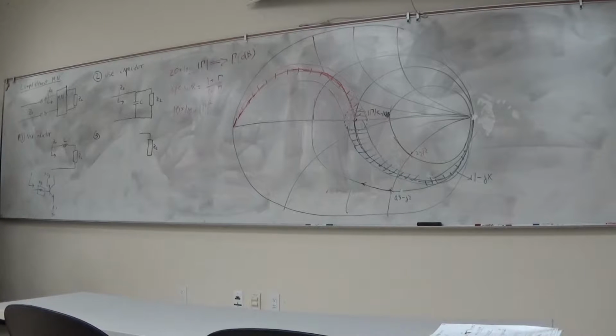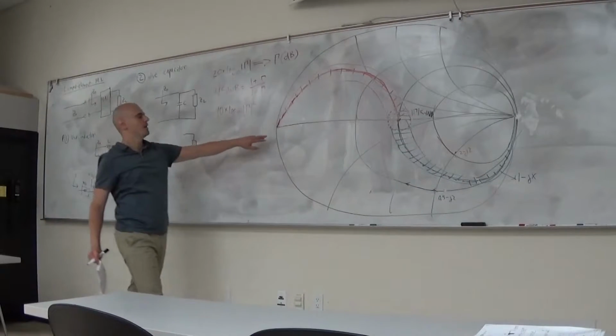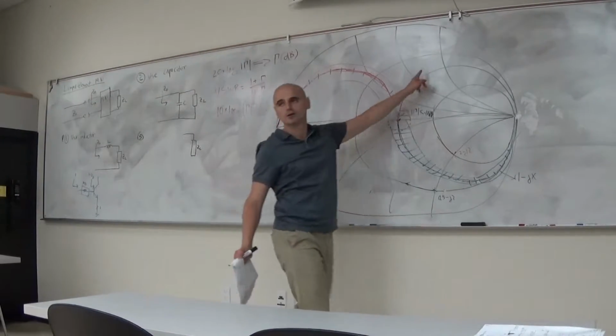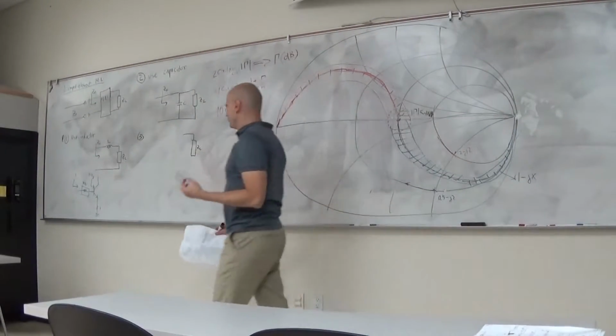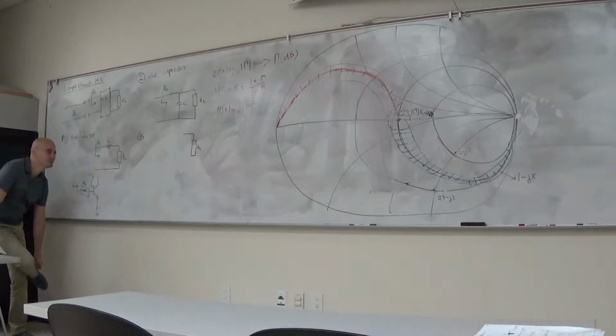But why do you think we're not even looking at these variations? Of course, we would just be able to match ZLs that are here or here. But why are we not even looking at those variations? What do you think?